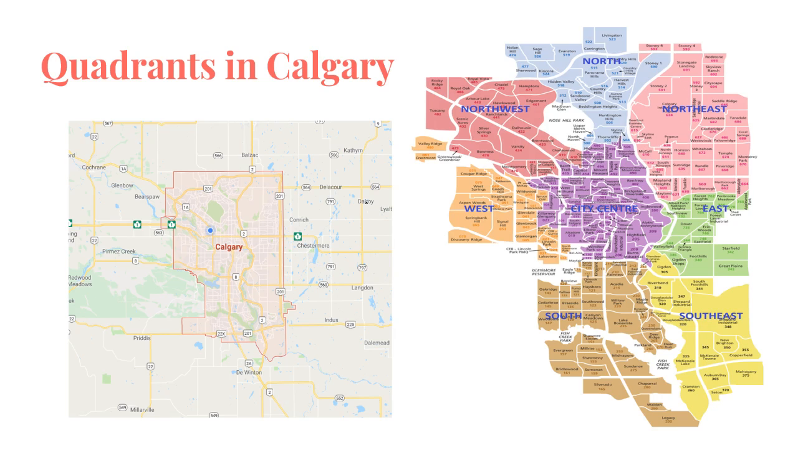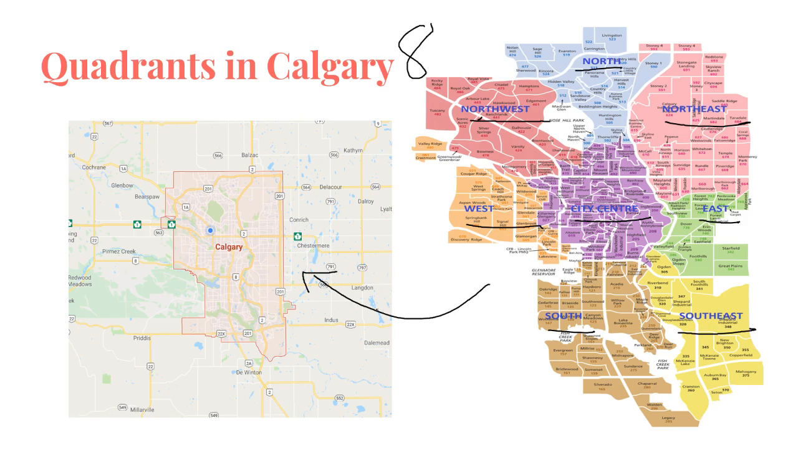So part of our approach to gathering our data included dividing the city into different quadrants. We divided the city into 8 different quadrants: the north, northwest, northeast, west, city center, east, south, and southeast. Within each quadrant are different communities from which we gathered our data.